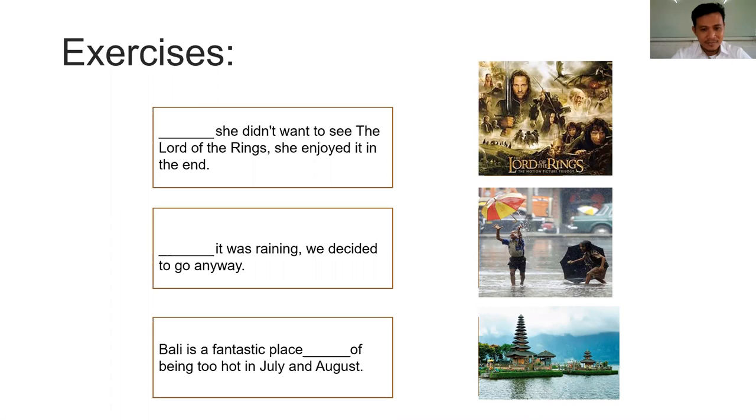Echa, sir. Okay, Echa, please. Bali is a fantastic place in spite of being too hot in July and August. Very good. Yes, Bali is a fantastic place in spite of being too hot in July and August. So it's followed by a gerund, right? Being too hot in July and August.